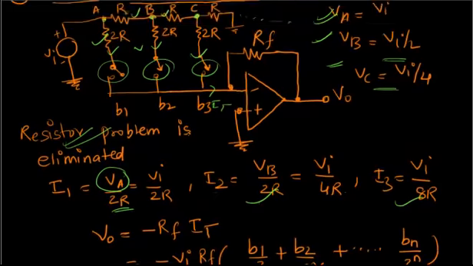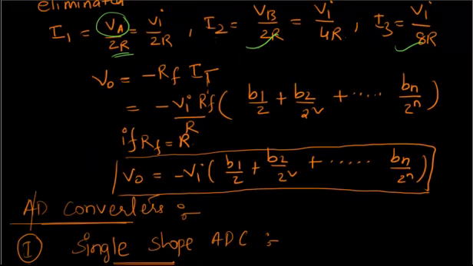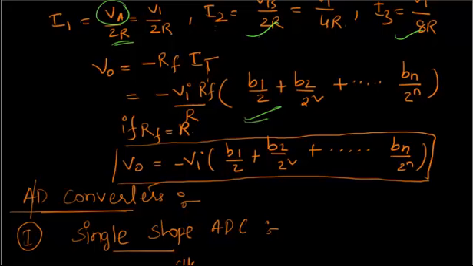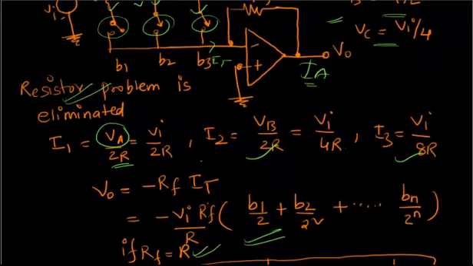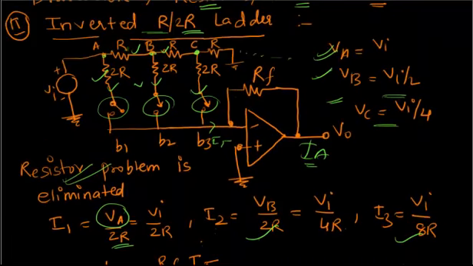This is also like an inverting amplifier. So if you substitute in the formula, you will get again the same thing. So again you substitute R is equal to R, and finally you will get the same thing. So this is also essentially the same method, with the only advantage that the resistor problem has been eliminated by using only 2 types of resistors.